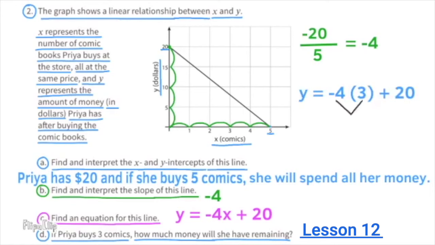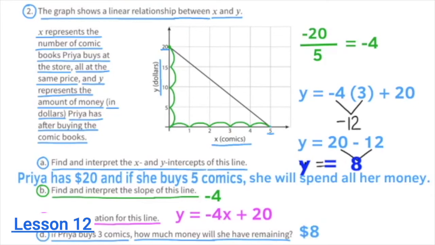And negative 4 times 3 is negative 12. So the value for y will equal 20 minus 12. And 20 minus 12 is 8. So y equals 8, or the amount of dollars that she will have remaining equals 8.